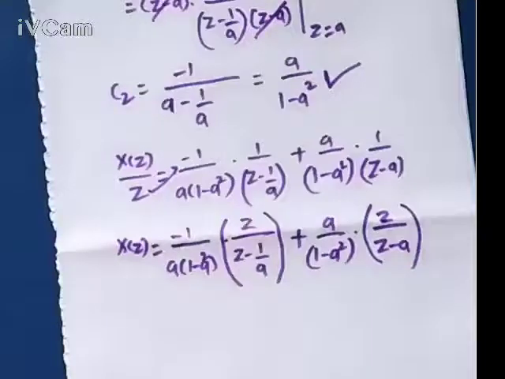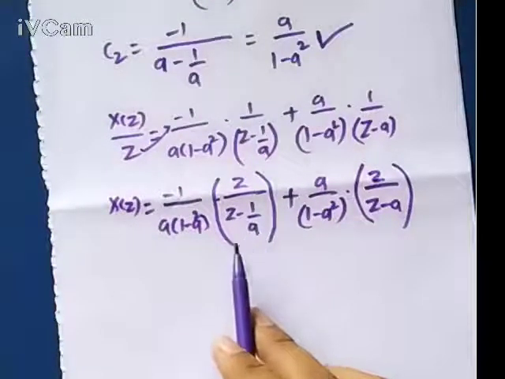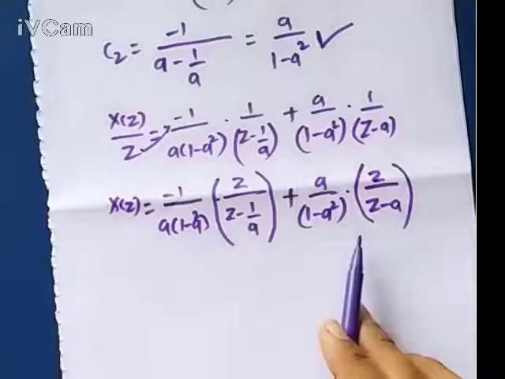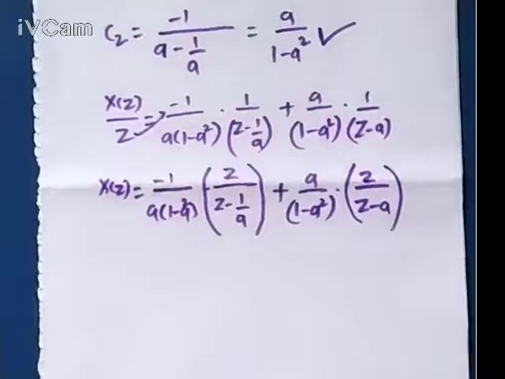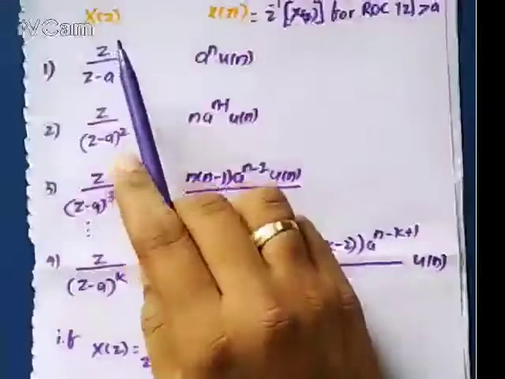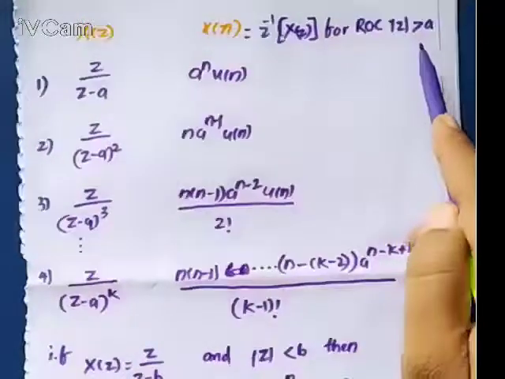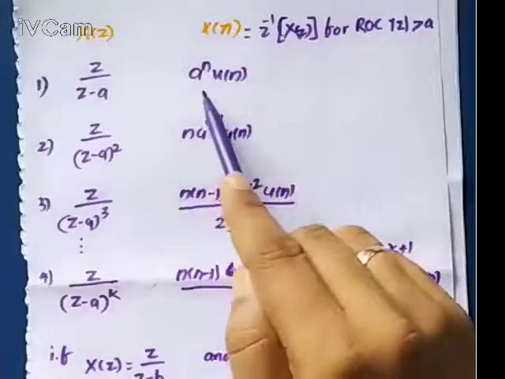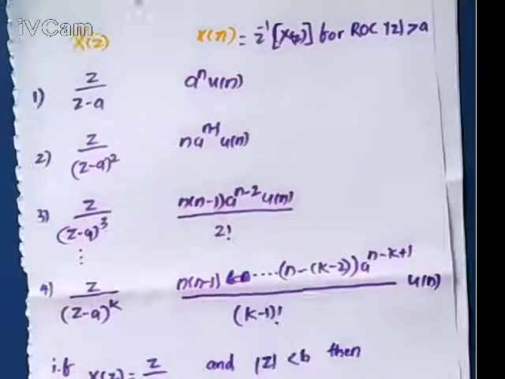Okay, now we have the x of z, simplified x of z, and by looking at this x of z, now I can represent this in the x of n form. Now recall the standard notation that we took here. If x of z comes out as z by z minus a, then if ROC is greater than a, its x of n will be what? A power n u of n, right?